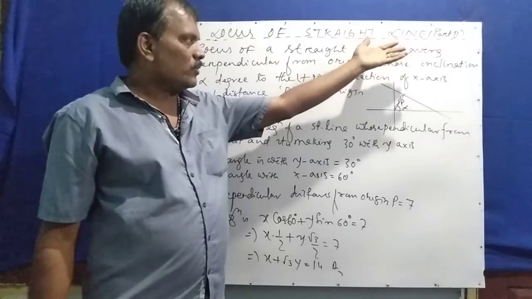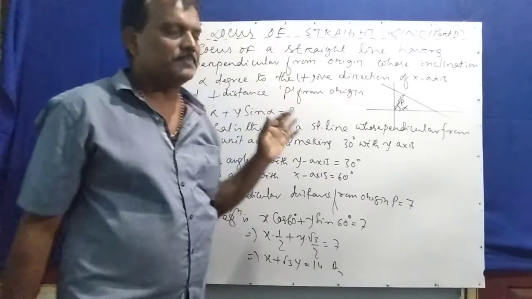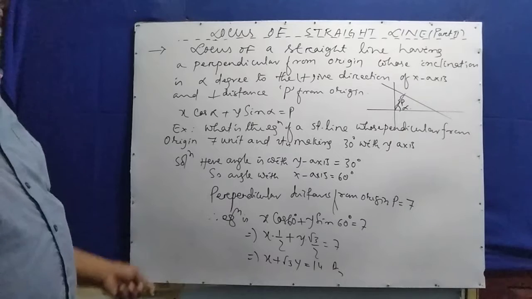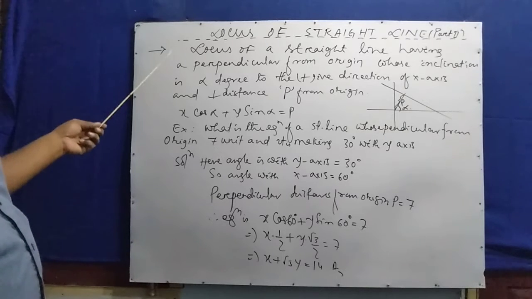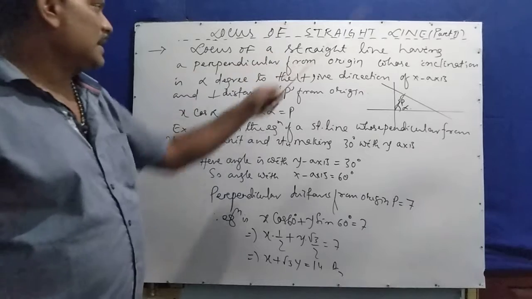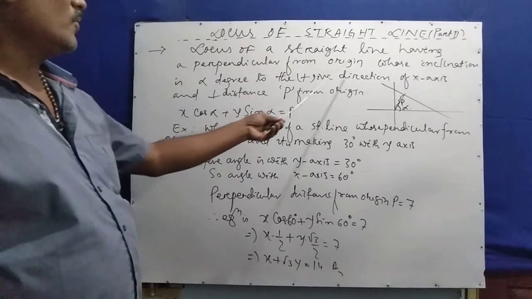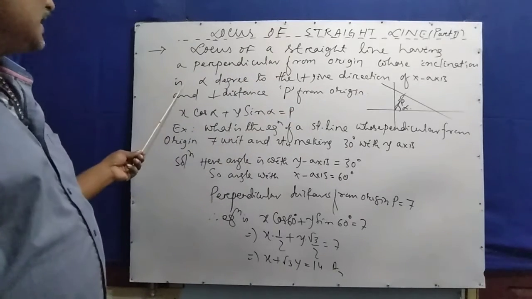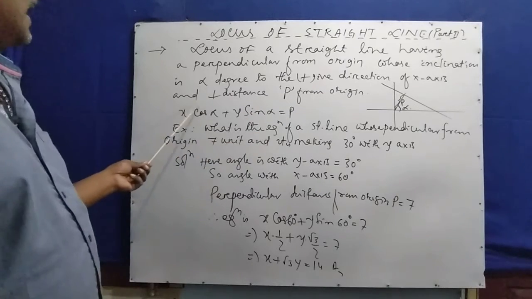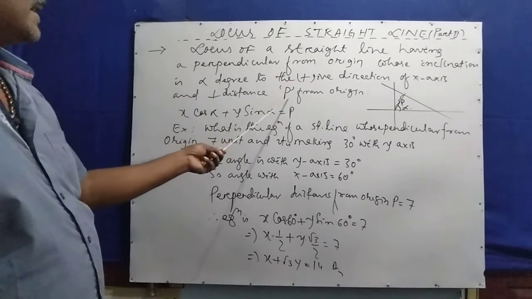In part 1 video we have discussed something about straight lines, locus of the straight line. Here are some loci we will discuss one by one. This is the locus of a straight line having a perpendicular from the origin whose inclination is angle alpha degree to the positive direction of x-axis and the perpendicular distance p from origin.